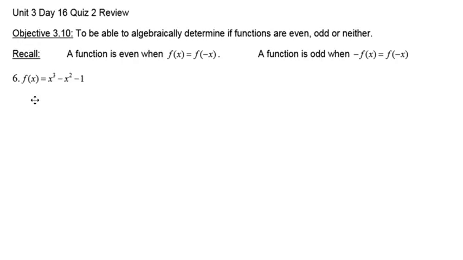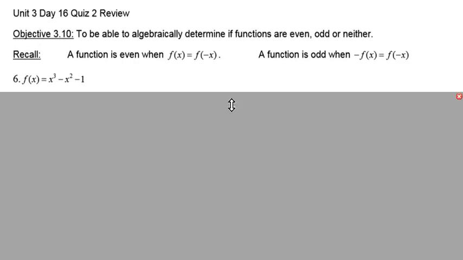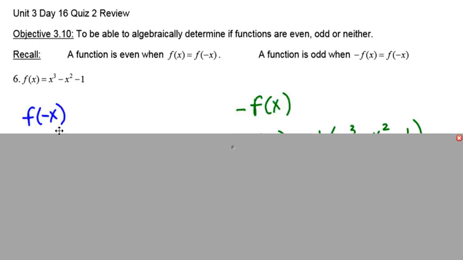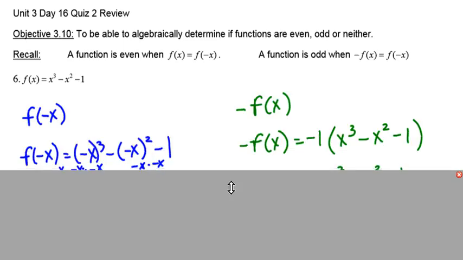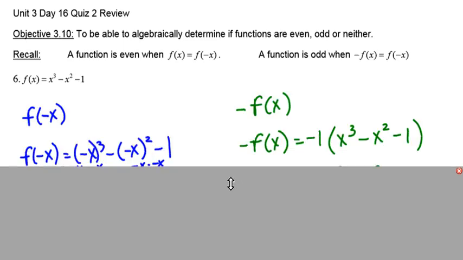So we're starting off here with number 6, f of x equals x to the third minus x squared minus 1. And so we're going to look at those two transformations, reflecting it over the y-axis and looking at it through the origin. So I'm going to set up both of those transformations, and then I'm going to simplify.